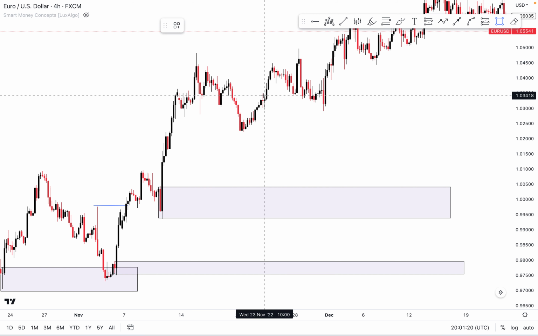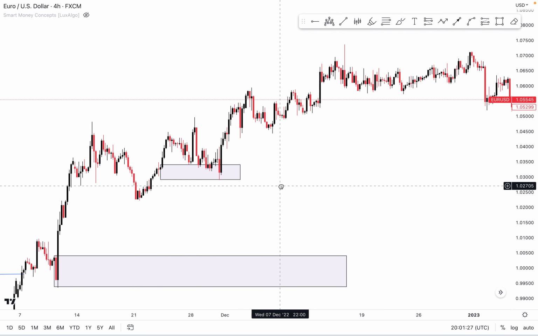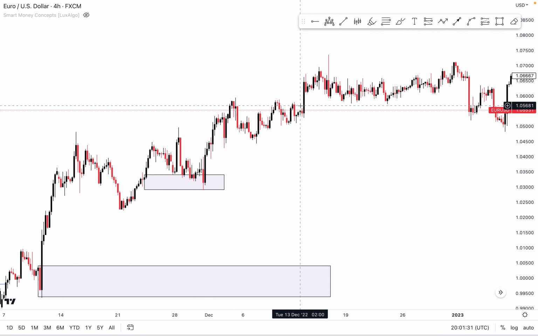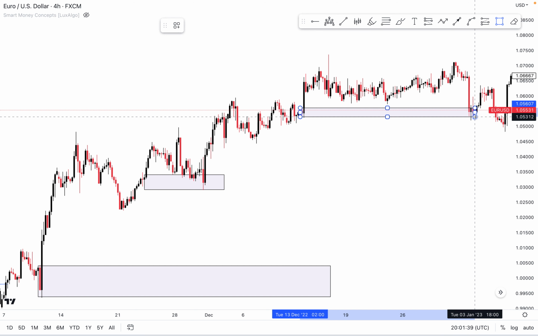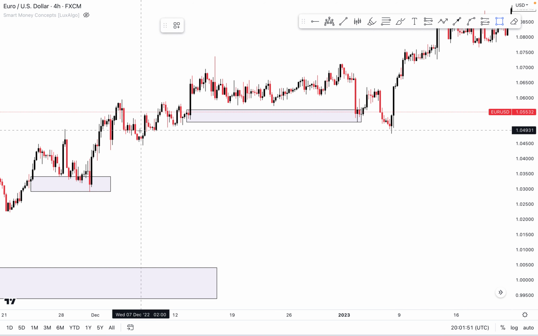Demand is in control. A demand zone here, mitigated. No demand zone here. A demand zone here, this one. Mitigated. Of which it later failed. Now, there is another demand zone here.